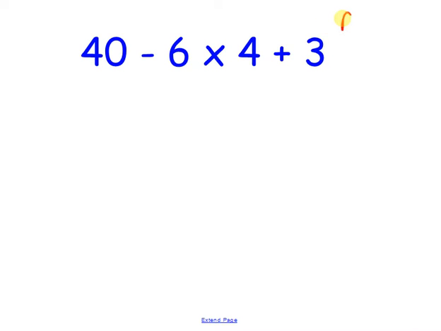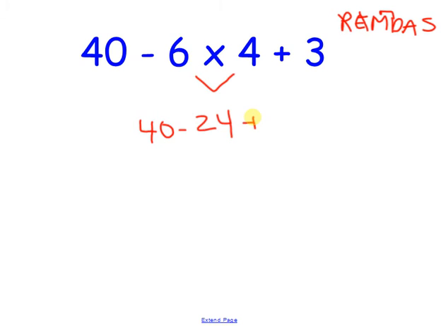All right, here at the top, I'm going to go ahead and write PEMDAS so I can hold myself accountable. I have no parentheses. I have no exponents. Do I have multiplication and division? I do. I have multiplication right here. So what is 6 times 4? 24. I'm going to rewrite the rest of the problem. Do I have any more multiplication or division? I do not, so those are done.